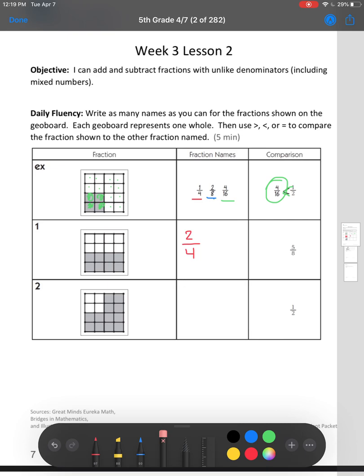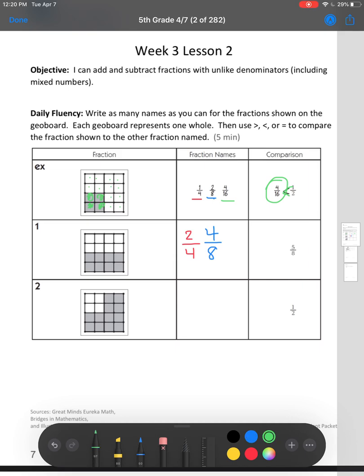I can also say, let's think of this as 8ths. If I divide these into 8 groups, so 8 groups of 2, I can see that I have 1, 2, 3, 4 groups of the 8 shaded in, so that's the same as 4/8.